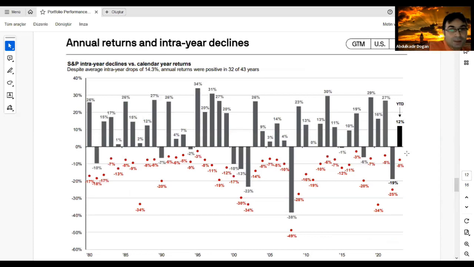And here, if you look at the annual returns and intra-year declines, you will see huge volatility in the capital and investment market. So while taking a position in capital expenditure, in stock exchange, in option pricing, in derivative market, you should first accept that these positions are not like a loan or deposit in your bank. These are not like the government bonds and securities that you buy. These are risky assets.